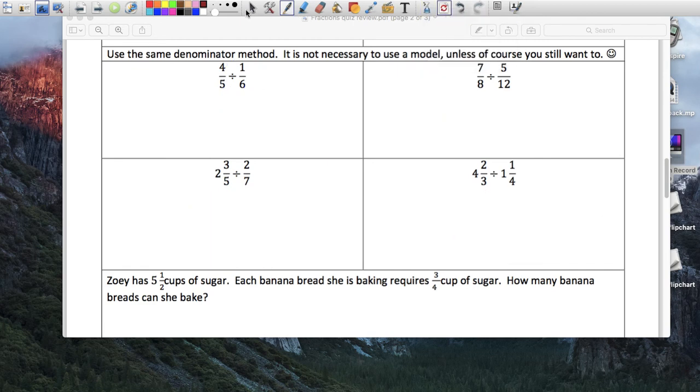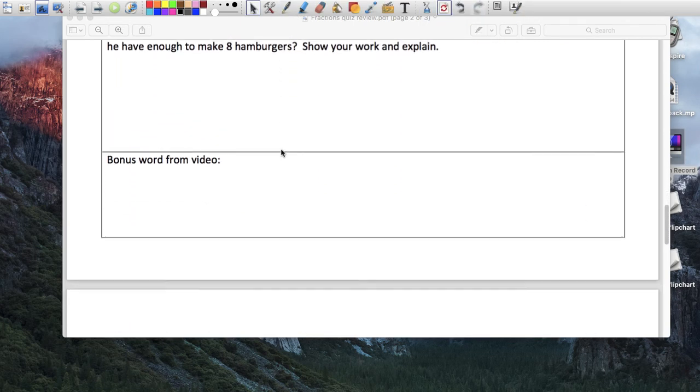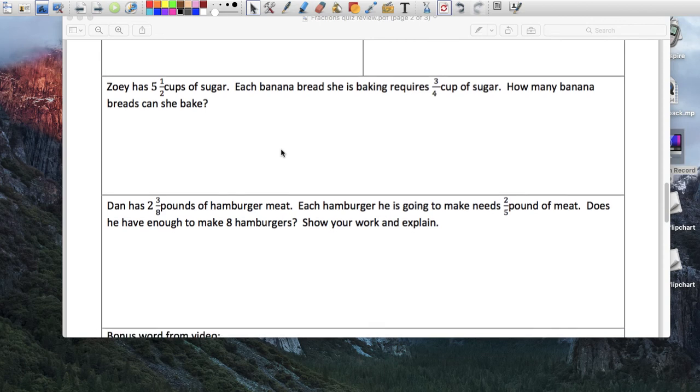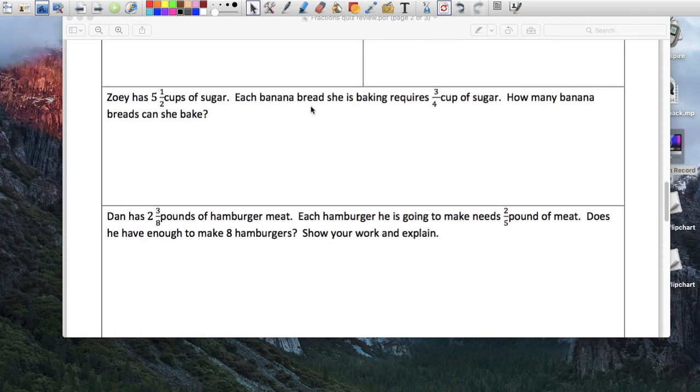So here is a word problem. She has 5.5 cups of sugar. Each banana bread she's making requires 3/4 cup of sugar. How many banana breads can she make? I used to like banana bread. So here's our expression: 5.5 divided by 3/4.